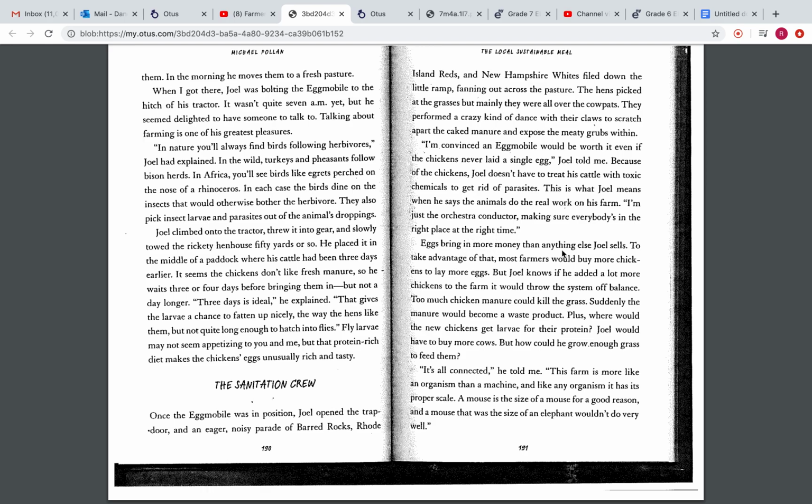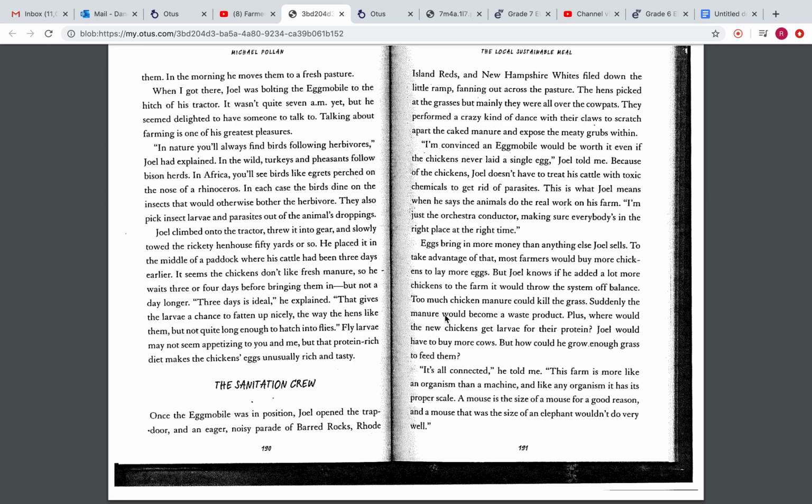Eggs bring in more money than anything else Joelle sells. To take advantage of that, most farmers would buy more chickens to lay more eggs. But Joelle knows if he added a lot more chickens to the farm, it would throw the system off balance. Too much chicken manure could kill the grass. Suddenly, the manure would become a waste product. Plus, where would the new chickens get larvae for their protein? Joelle would have to buy more cows. But how could he grow enough grass to feed them?